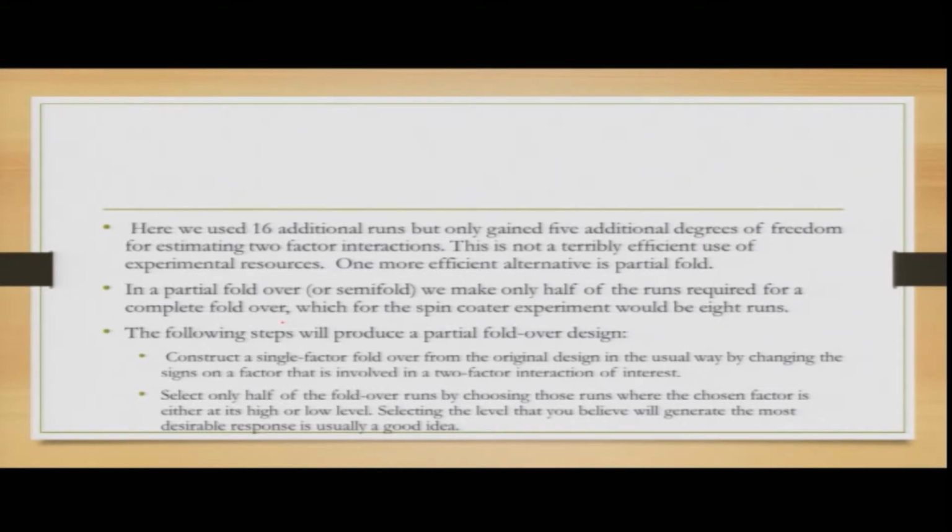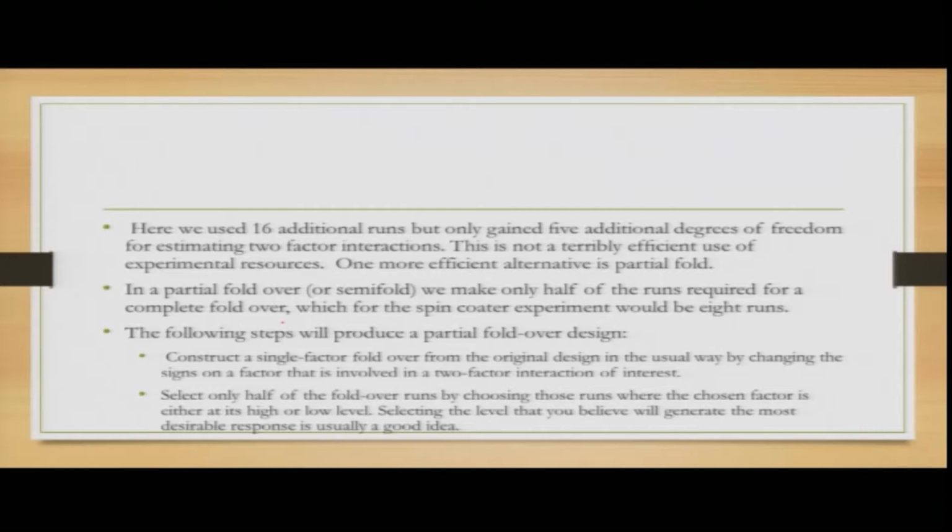In a partial fold over or semi fold, we make only one half of the runs required for a complete fold over, which for the spin coated experiment would be 8 runs. So, depending on half of the runs, if you have basically 16, half of them for block 1 or half of them for block 2 would be half of 16, which is 8.